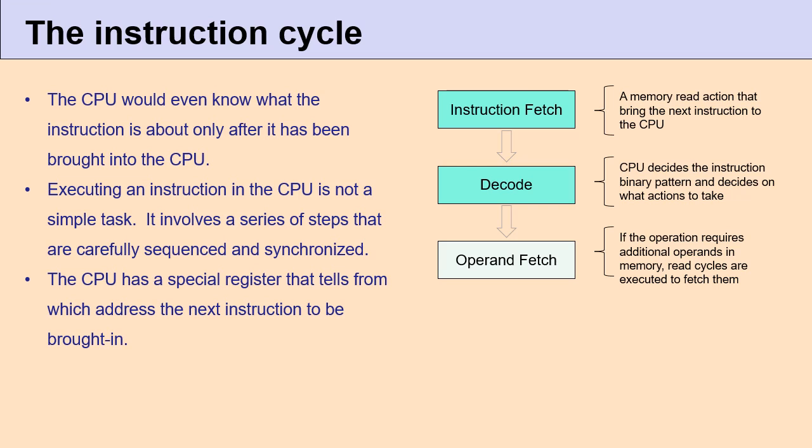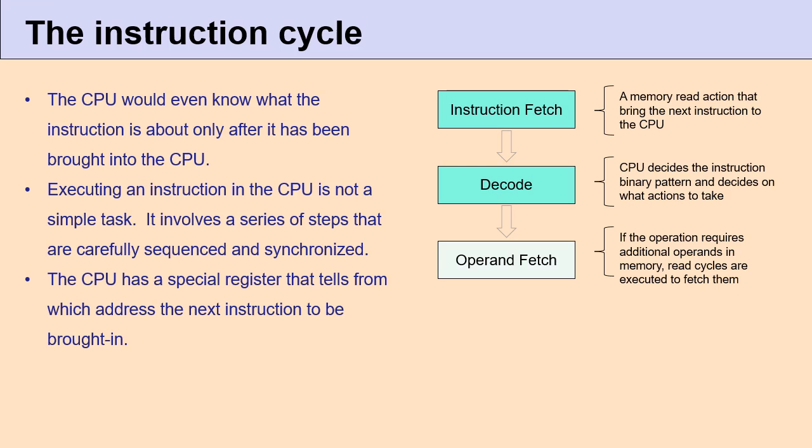So when all the data are within the CPU, it is ready to go to the next step. That step, where we bring data from memory or other locations, sometimes IO devices, into the CPU, is called the operand fetch part of the CPU instruction execution.